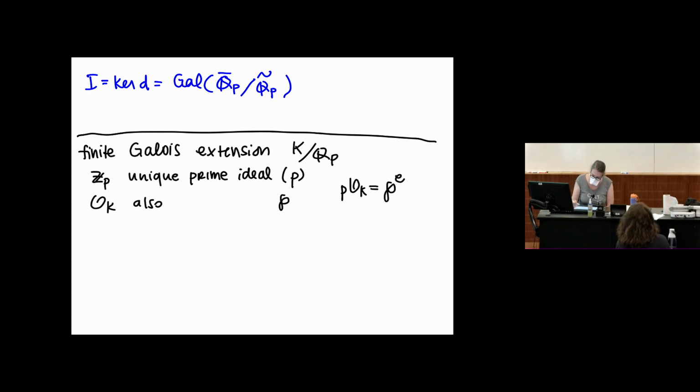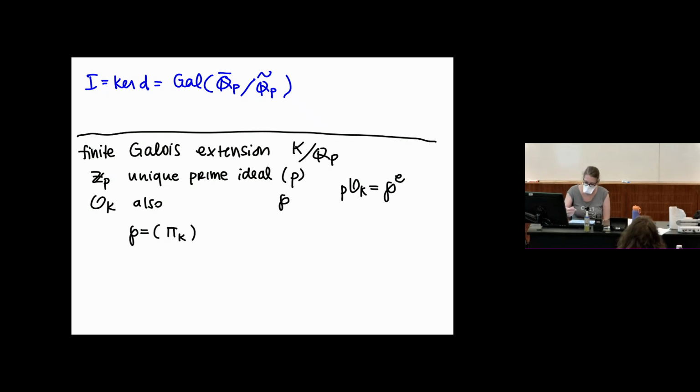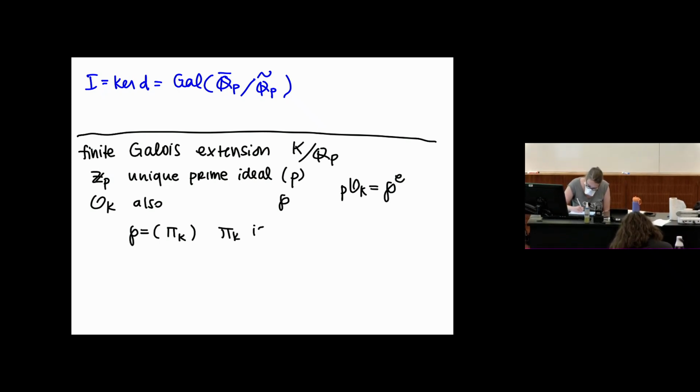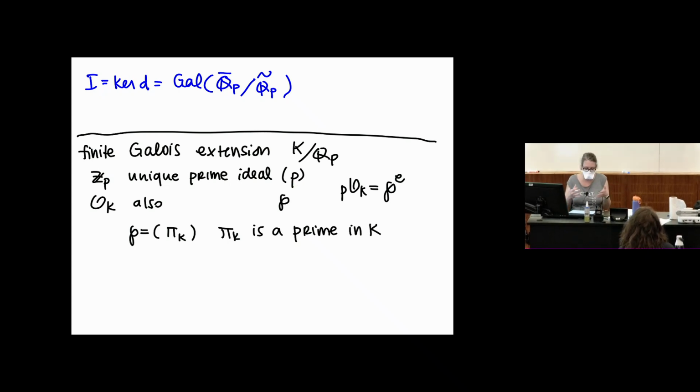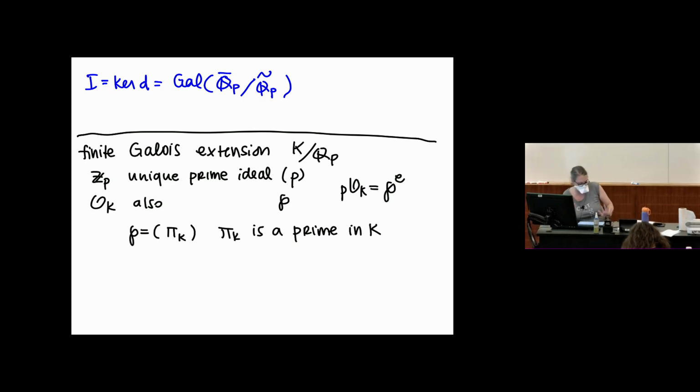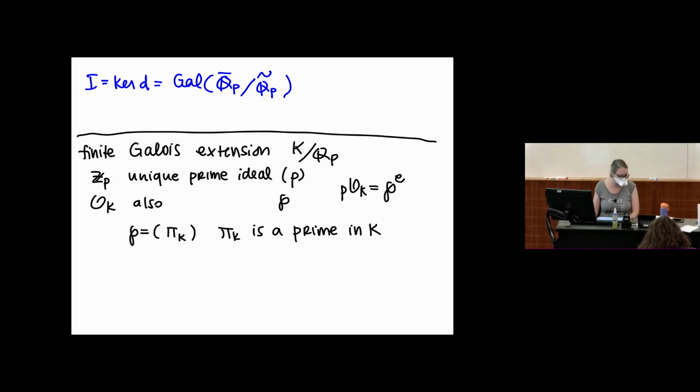And one really amazing thing when you have a DVR, which you do in this case, is that it's a PID. So this prime ideal can be generated by one element, which I will call pi, because it's a prime in this field K, right? So pi_K is a prime in K. So it's kind of like p or minus p. I mean, O_K might have more units, but you just pick one of them.